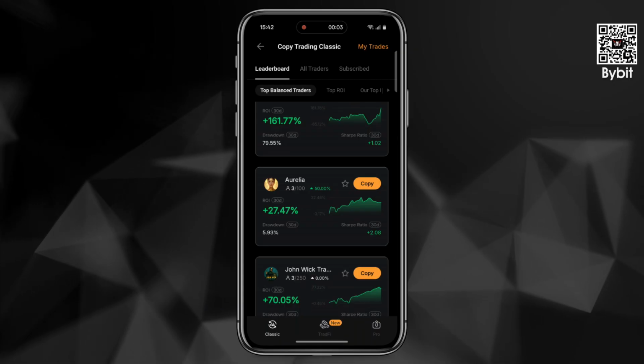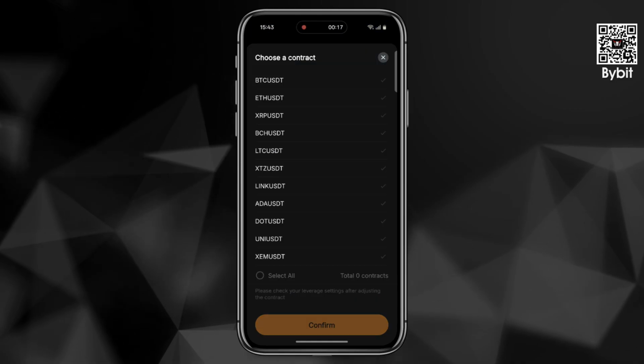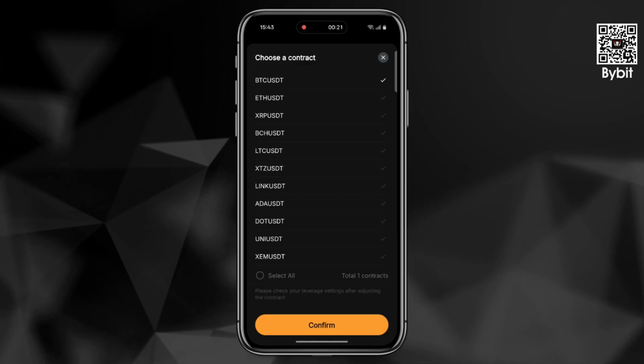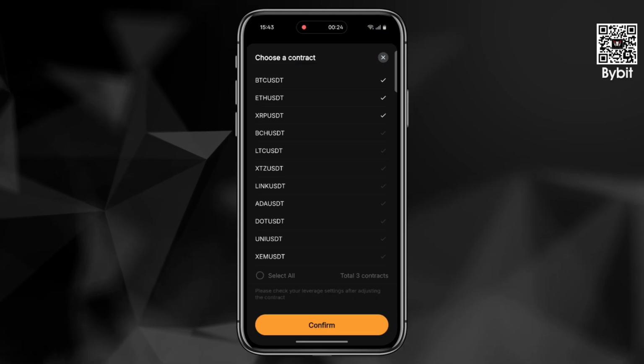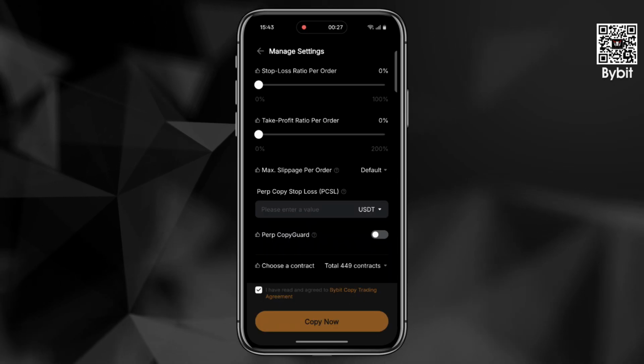Now that you've selected a trader, it's time to set up copying. In the trader's profile, click Copy, agree to the terms, and select the trading pairs. If you want to reduce risks, stick to BTC USDT and ETH USDT. If you fully trust the trader, you can enable all pairs.